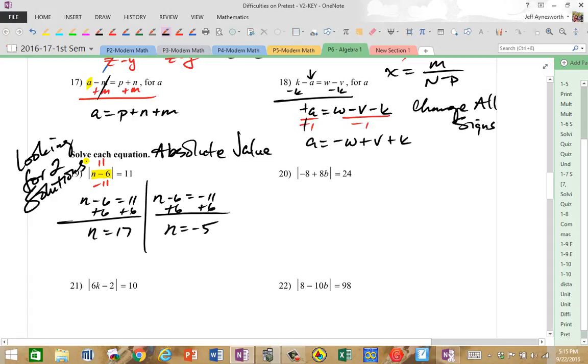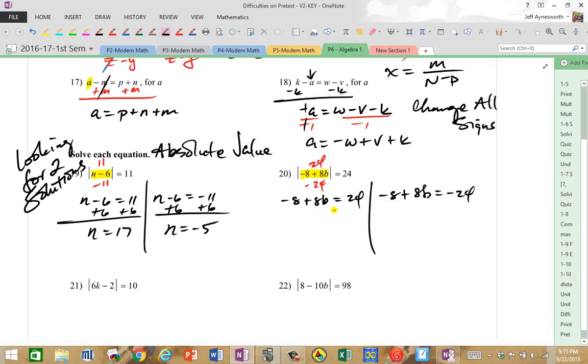Okay, so let me go back to the video here. So on this next one, whatever's inside this absolute value, using your common sense, it could be equal to 24. Absolute value of 24 is 24, and absolute value of negative 24 is 24 as well. So you have to figure out negative 8 plus 8b equals 24, and negative 8 plus 8b could be equal to negative 24, the opposite of that.